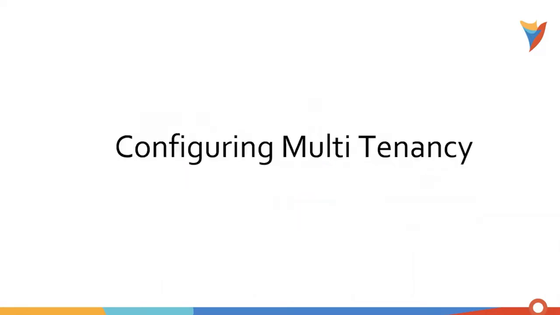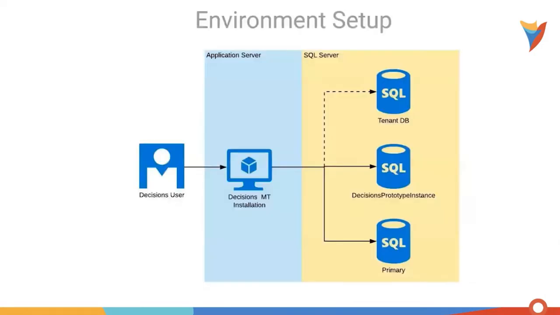Now we'll talk about configuring multi-tenancy in Decisions. So this is the multi-tenancy architecture. A user comes in and they hit the one application server, which will then filter them to the appropriate tenant and the appropriate SQL server tied to that tenant. Now you might have a question whether a user will be able to log into multiple tenants. The answer is yes. In case a user has access to multiple tenants, whenever they log in from the application server, they will be provided with a choice to select the tenant to which they want to log in.